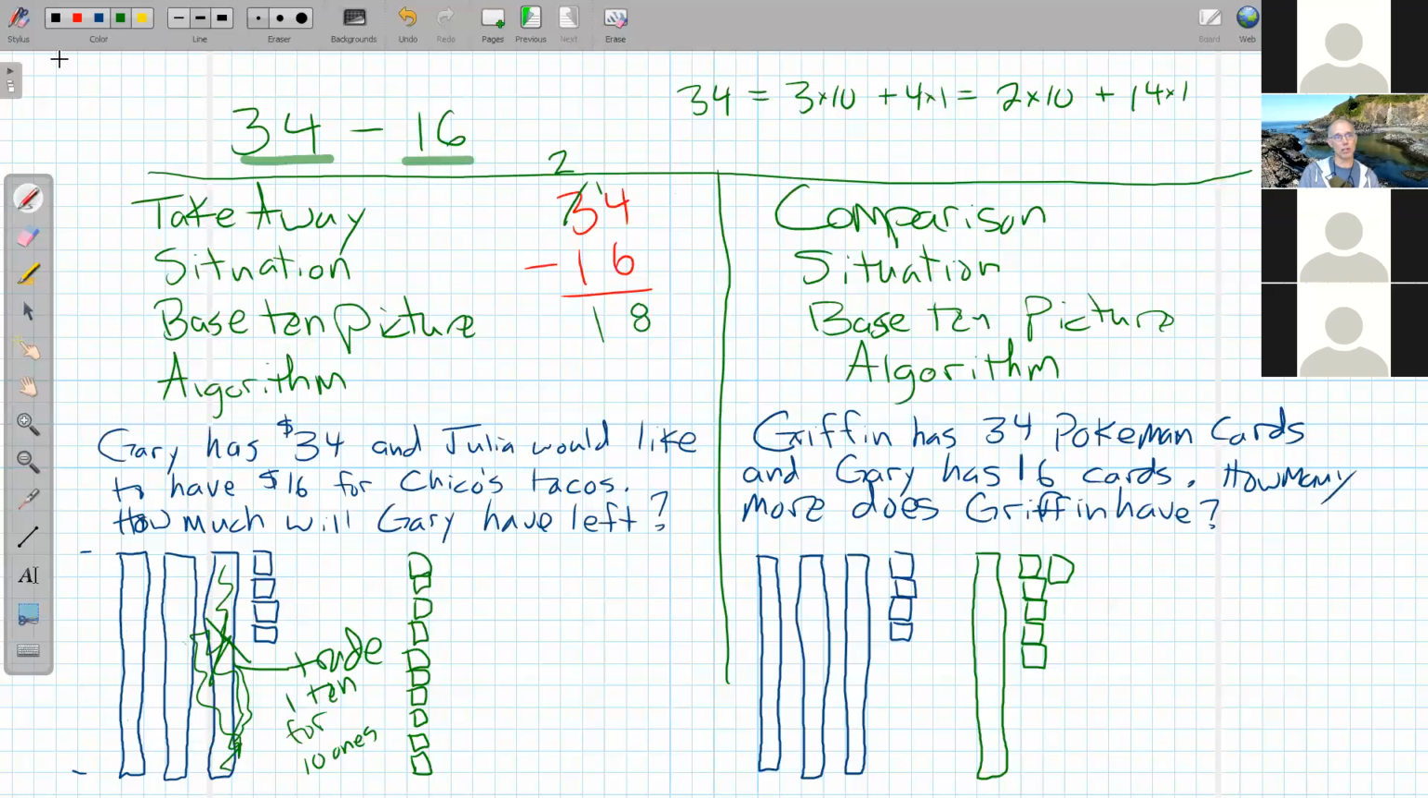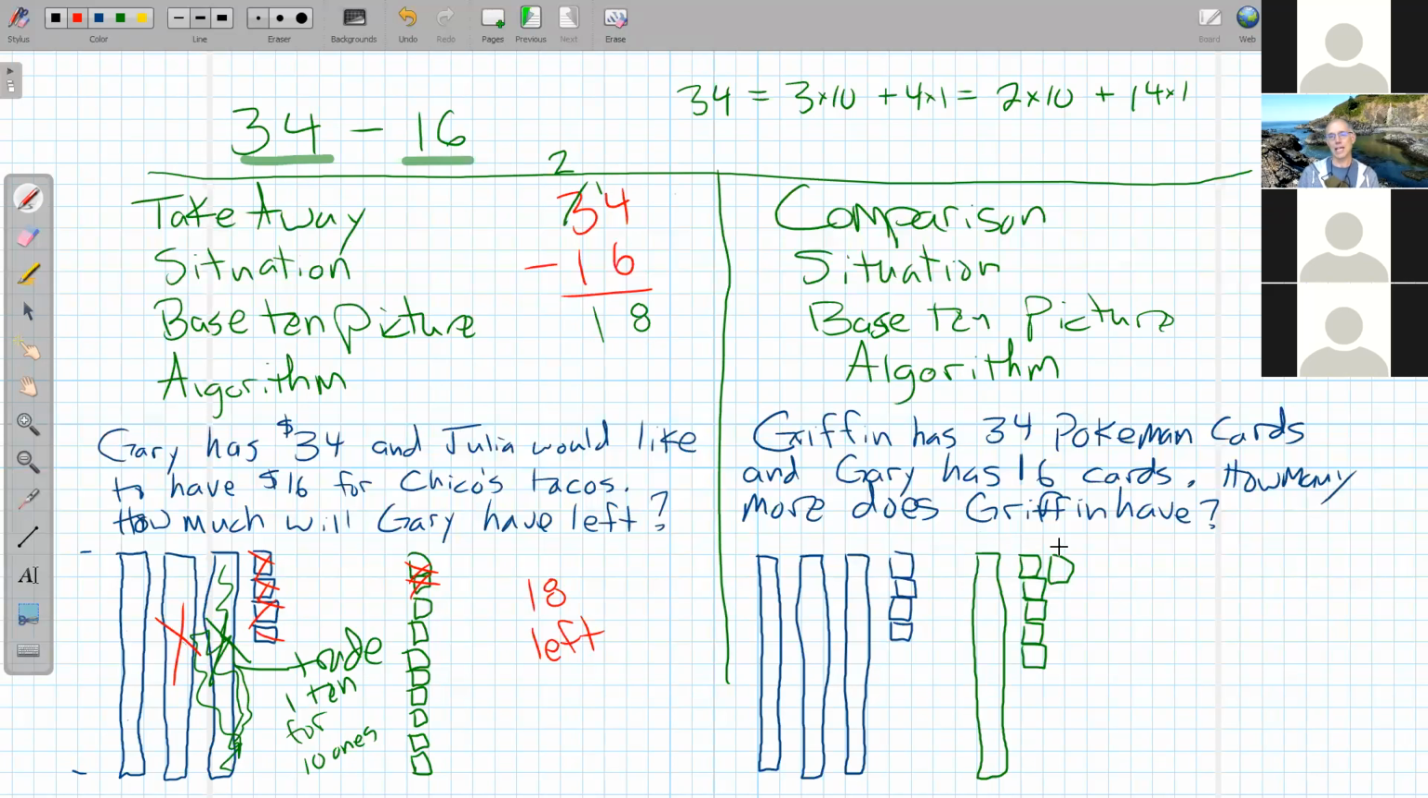And now I can get on with doing the takeaway. Okay, so I'm going to give Julia a whole 10, so let's just take that away. And then I'm going to give her this one and that one and that one. She's got 14, this one and that one. Now I've taken away 16, and I can see that leaves a 10. This one's been obliterated. So I have 1 10 for sure, and then 1, 2, 3, 4, 5, 6, 7, 8 1s. 18 left. But we have to do that trade, otherwise we cannot do the takeaway.